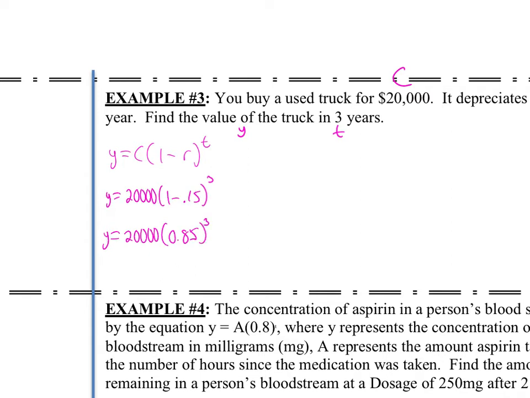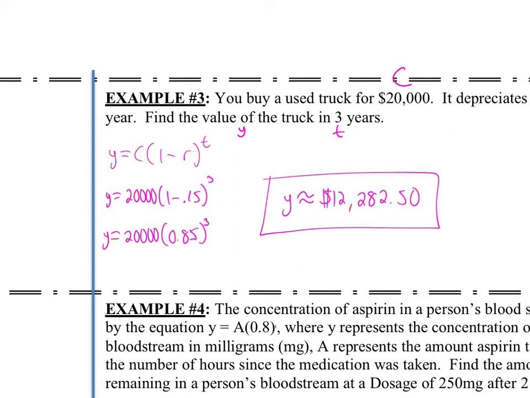And if we plug that into our calculator, we're going to get y is approximately $12,282.50. All right, so after 3 years, this is really kind of disheartening, but it is how it is: after you buy a used truck for $20,000, after 3 years, it's going to be worth a lot less money. So that's how it works.